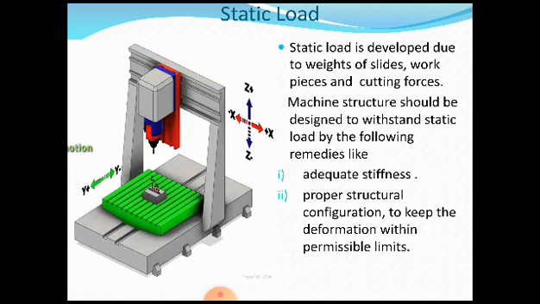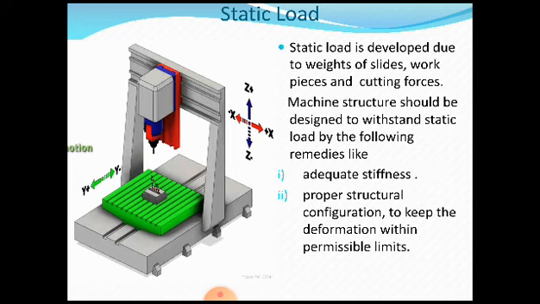That is adequate stiffness. Whenever I want to control this static load properly, the machine structure should be designed with a proper type of material. When we speak about stiffness, we know it is nothing but resistance to elastic deformation. There are certain materials which exhibit higher resistance to elastic deformation, meaning it takes a lot to deform them elastically. Such materials are used for building the machine structure of CNC machines. Proper structural configuration.